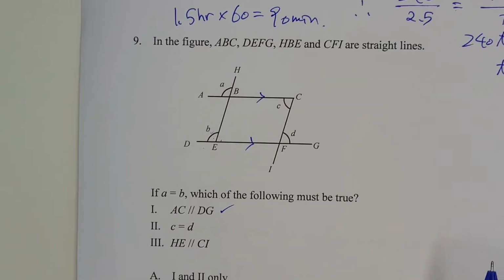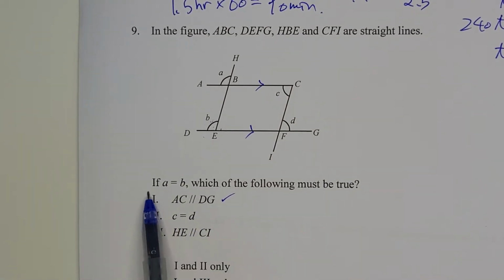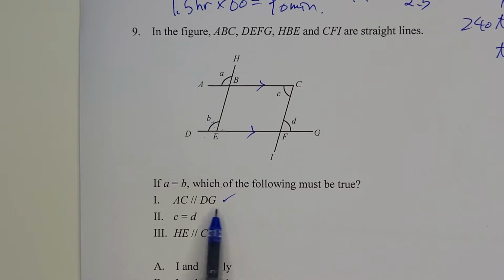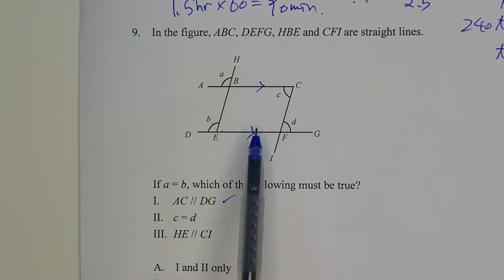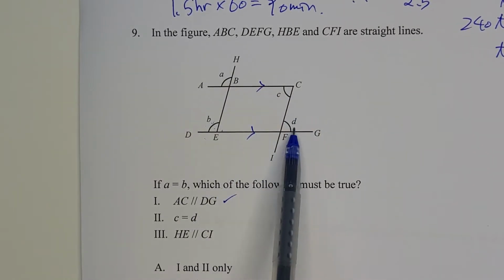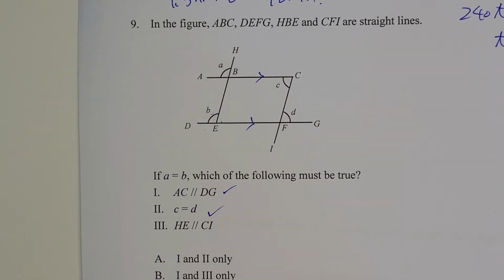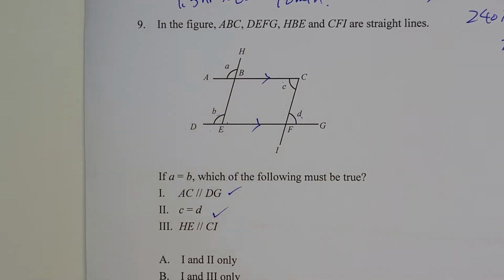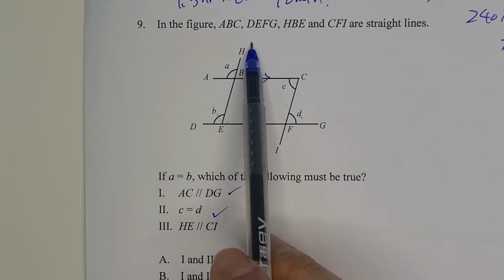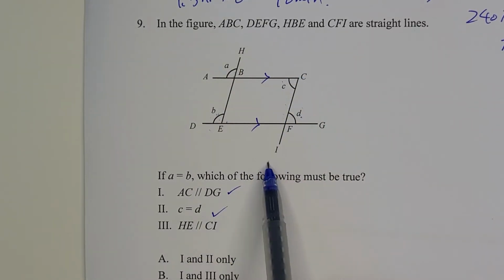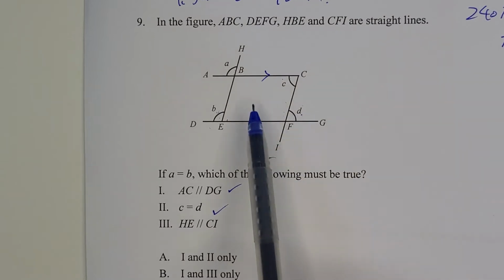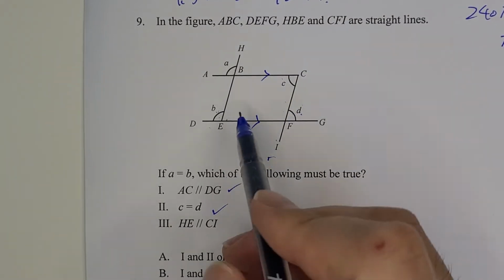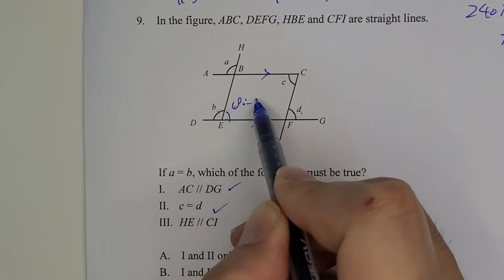And next, as you deduced from statement 1, these two straight lines are parallel. Therefore, C and D would be equal, since they are alternate angles in a pair of parallel lines. So statement 2 is also true. So go to statement 3, HE parallel to CI. Do you have any information about these two? Okay, so let's see. This is 180 degrees minus b.